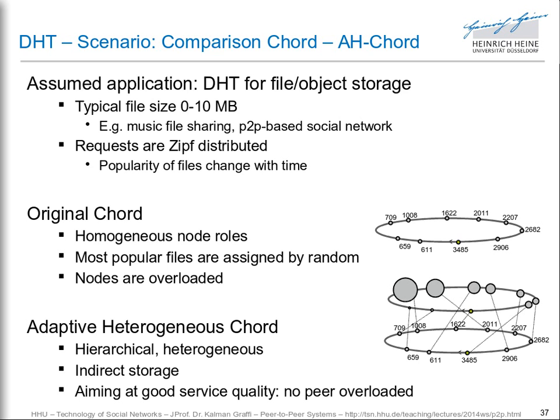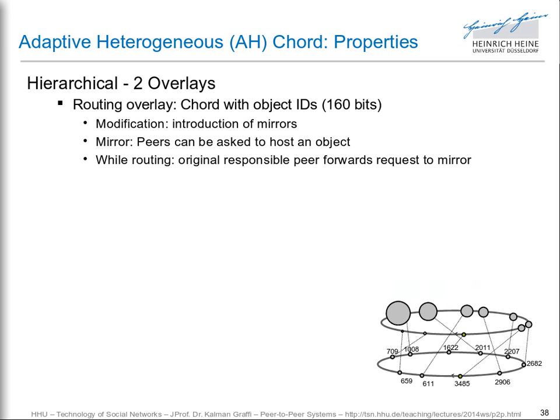Adaptive Chord acts differently. Here we have an additional capacity overlay, which is mentioned here, where the heterogeneity is considered to not overload peers. How this works we will see on the next slides. Okay, so we have two overlays in adaptive Chord. We have the routing overlay, like an original Chord with normal peer IDs and object IDs, like Professor Graffi mentioned.